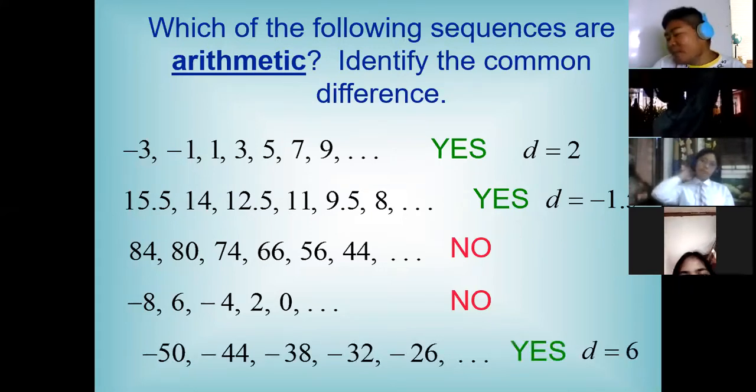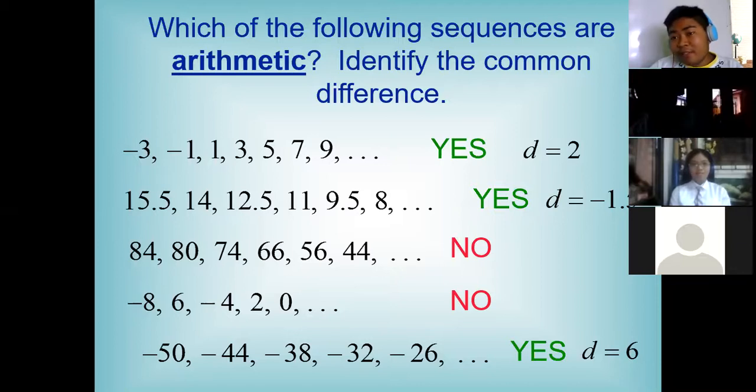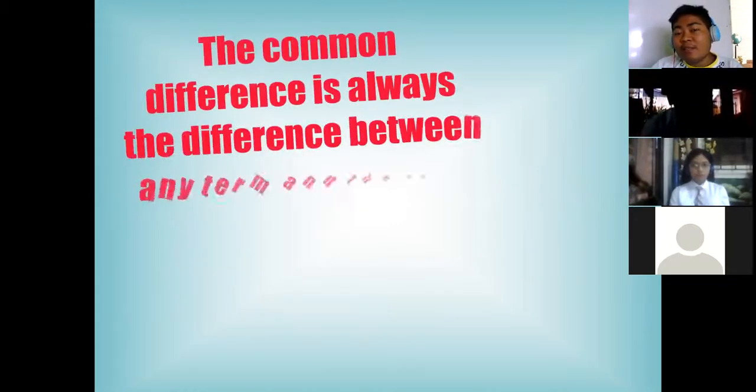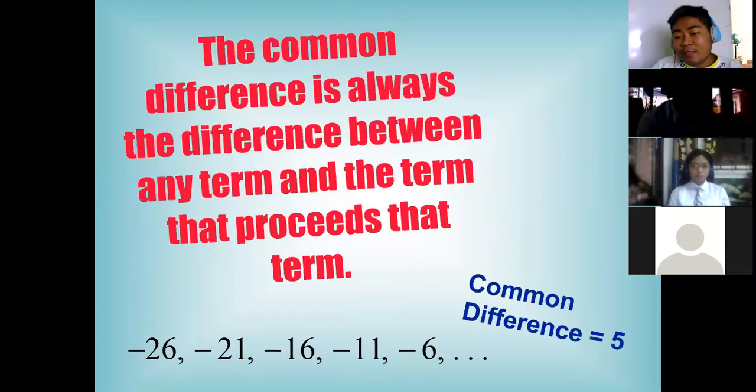So whenever it is an arithmetic sequence, it has a common difference. To get the common difference, we subtract the second term minus the first term, the third term minus the second term, so backwards, from right to left. The common difference is always the difference between any term and the term that precedes it. And so the common difference is 5, because -21 minus -25 becomes +5, and -16 minus -21 becomes +5.